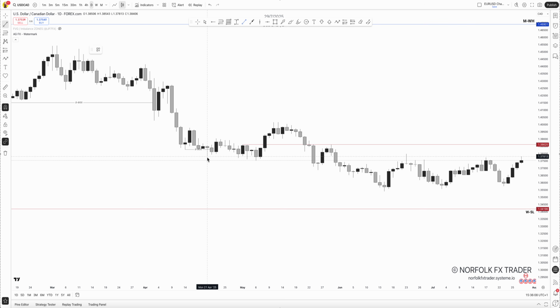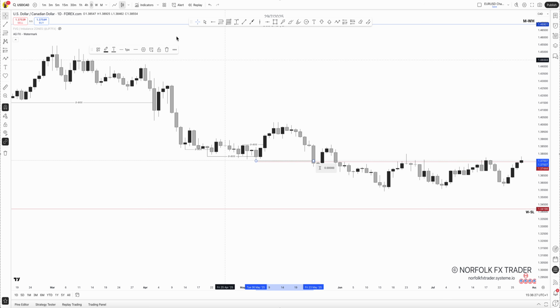So again, let me just go through this. We have a new break of structure there. And then instantly we get a break of structure right here. So we've gone from a bearish to a bullish bias. Now we have a new low created here. So let's mark this off as a new low. That's a new break of structure.